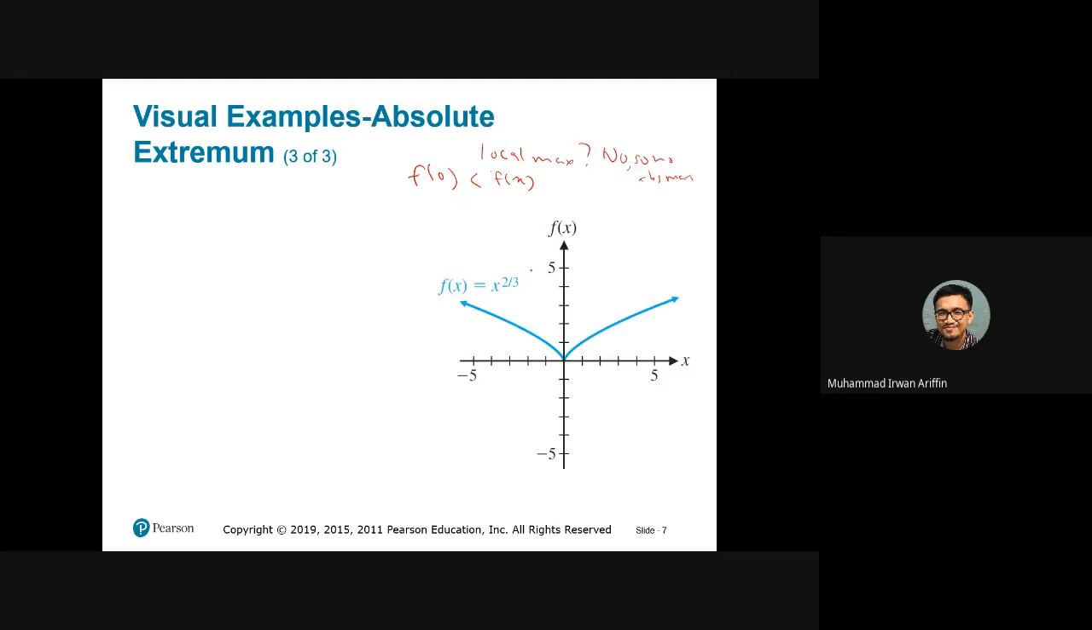So this is our local maximum. Sorry, local minimum. And within this whole domain of the graph, which is from negative infinity to positive infinity, this is also the absolute minimum. Okay, the absolute minimum.